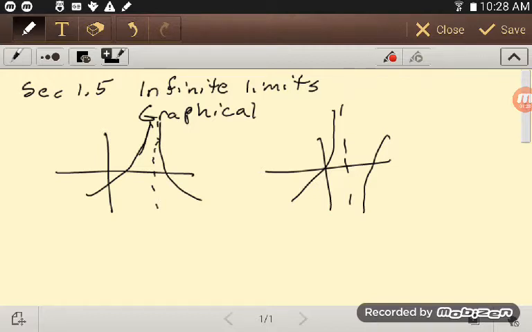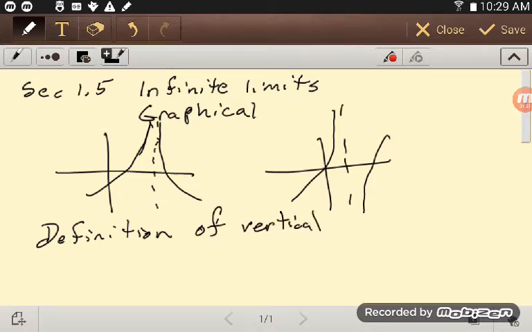And now you want to be careful with the definition of a vertical asymptote. So I'm going to toss that in here. Definition of vertical asymptote, since we are looking at them graphically.